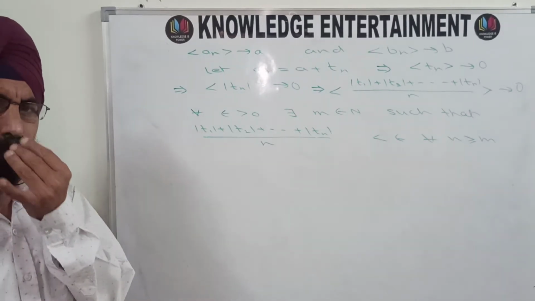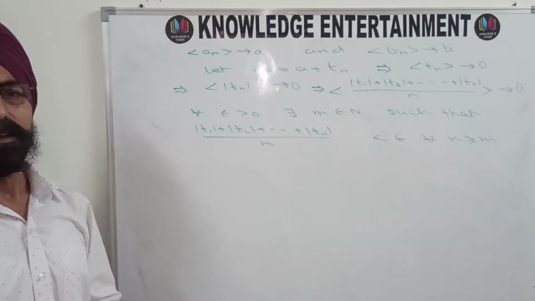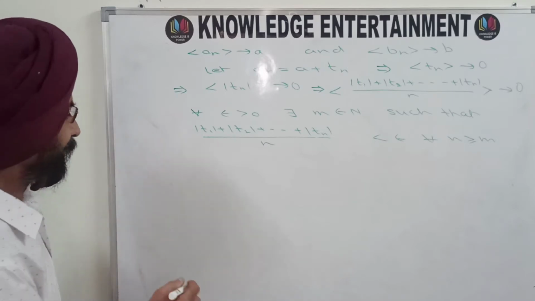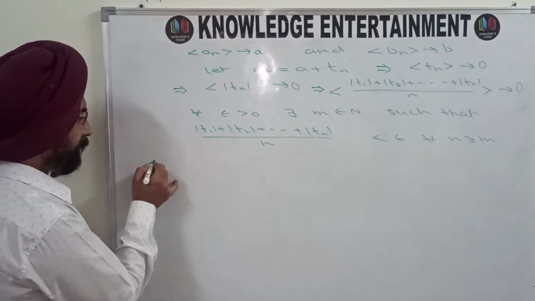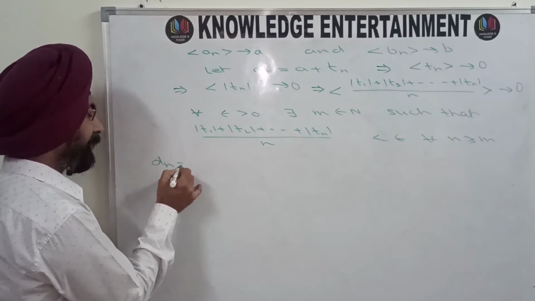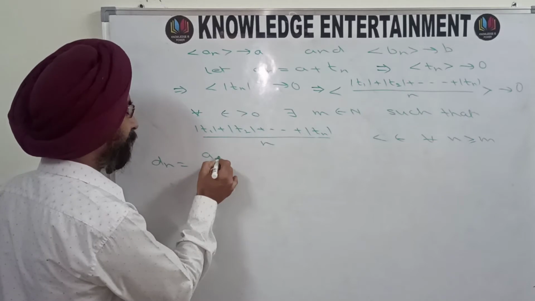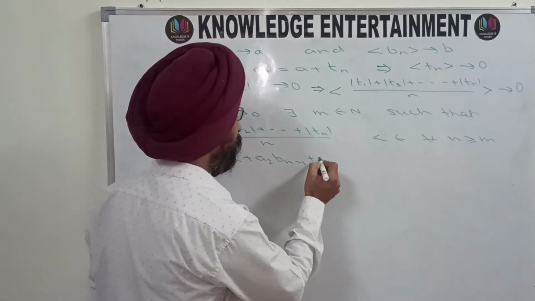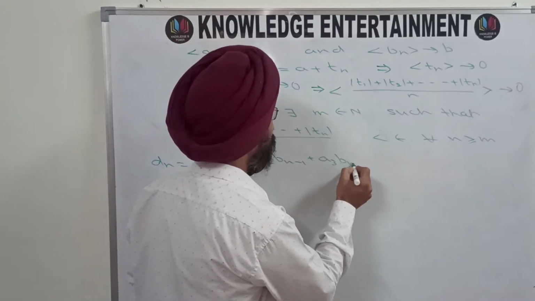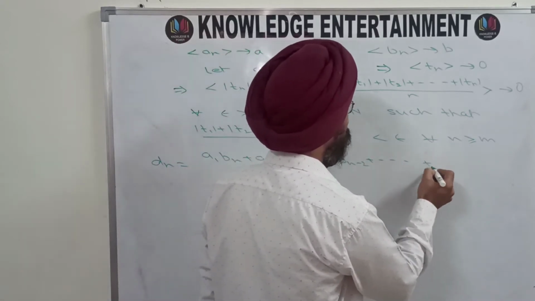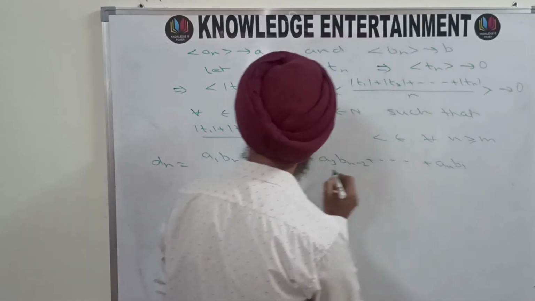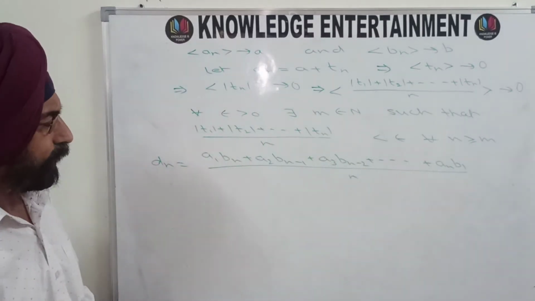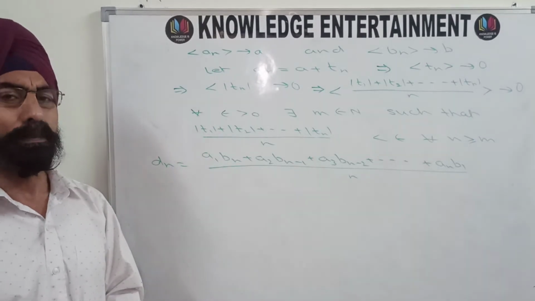And now let us move on to our basic sequence, which we want to show converges to AB. And that is the sequence, let it be named Dn. Dn means A1 Bn plus A2 Bn minus 1 plus A3 Bn minus 2 plus and so on An B1 upon n. We have to show that this sequence Dn converges to AB.